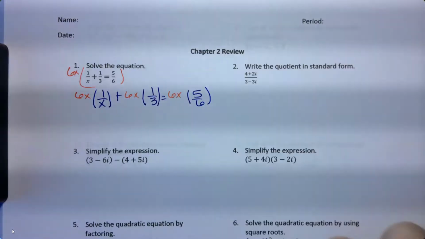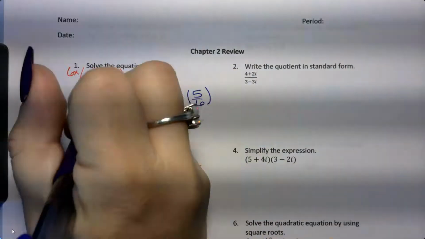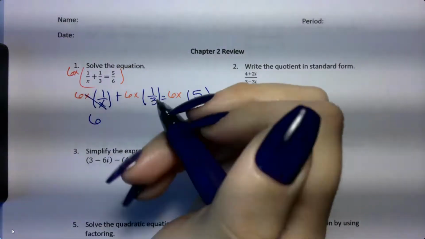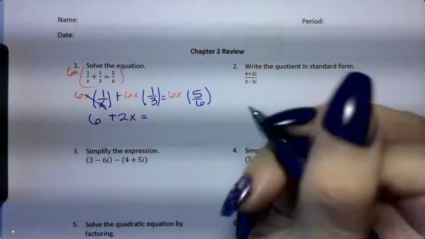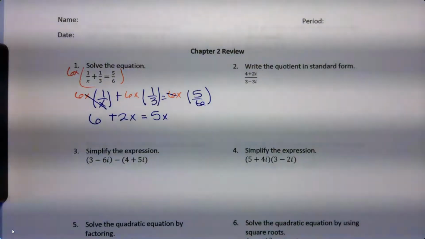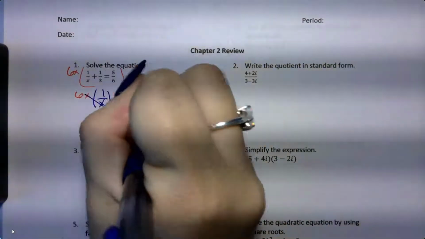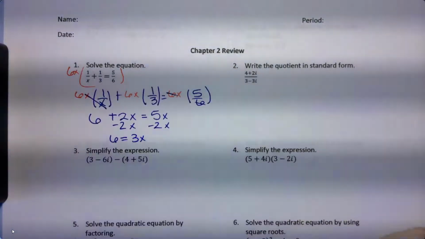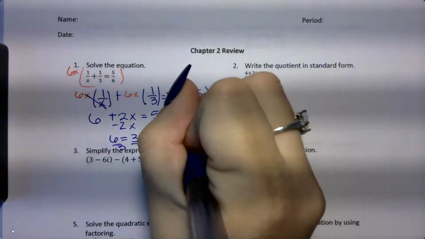So when I multiply my first fraction by 6x, the x's cancel out, so I have 6 times 1. The second fraction, when I multiply, 6 divided by 3 turns into 2, and then I still have that x. And then for my last one, the 6's cancel out, so I have 5x. So then this is just a normal linear equation, so I want to go ahead and solve it. I'm going to start off by subtracting 2x on both sides. I get 6 equals 3x. I divide both sides by 3, and I end up with x equals 2.